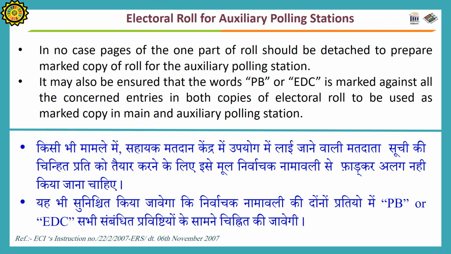It may also be ensured that the words PB or EDC are marked against all the concerned entries in both copies of the electoral roll to be used as the marked copy in main and auxiliary polling station.